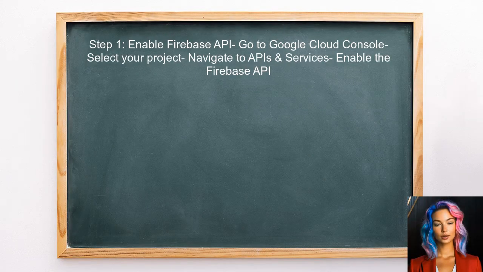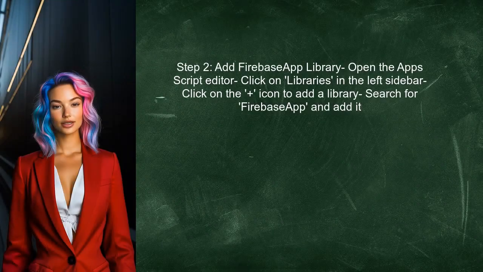To address the reference error, the user needs to ensure that the Firebase app library is included in the Google Apps script project. This can be done by enabling the Firebase API in the Google Cloud Console. Next, the user should check if the Firebase app library is properly added to the script. They can do this by clicking on the plus icon next to Libraries in the Apps script editor.